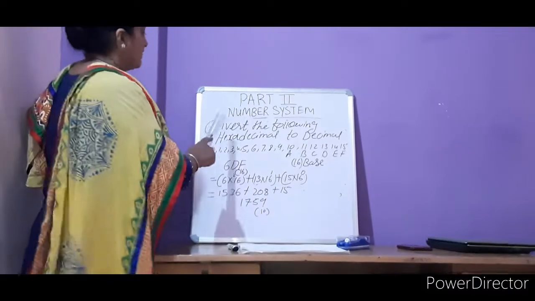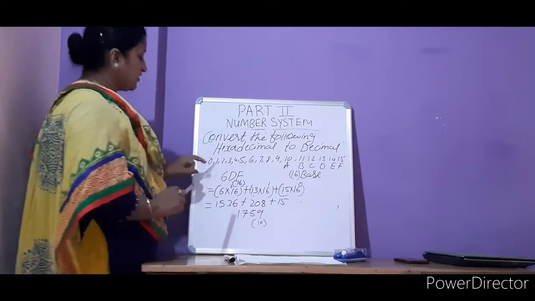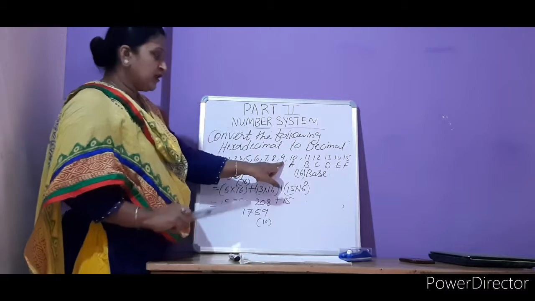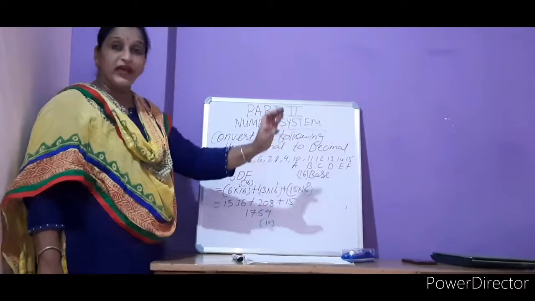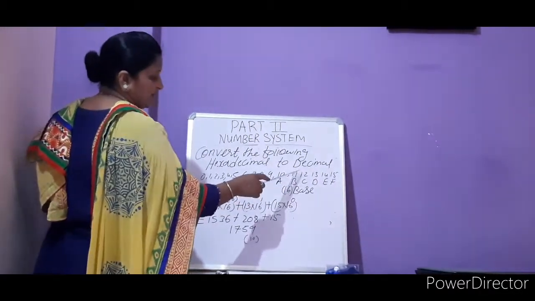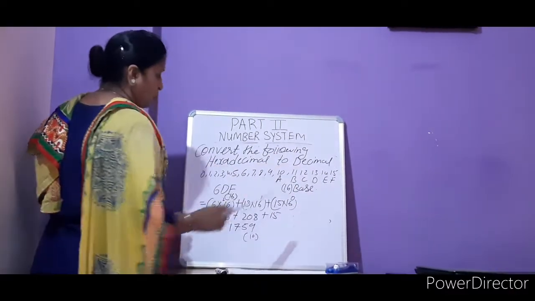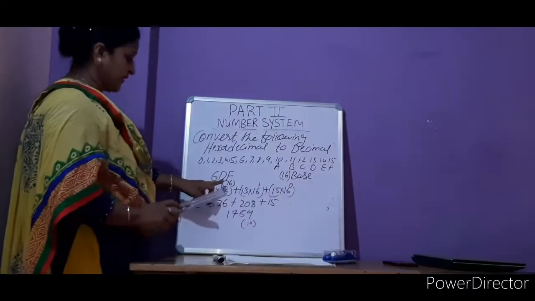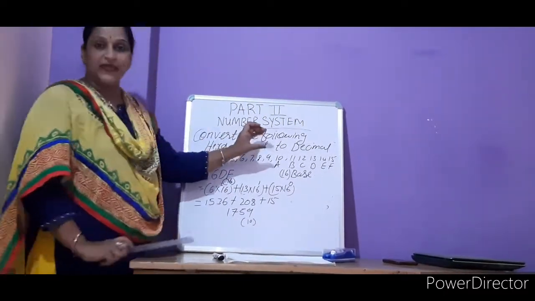Next students, here it is convert the following hexadecimal to decimal. Okay, so here you can see 0 1 2 3 4 5 6 7 8 9. In hexadecimal the numbers come 0 to 9 and A to F alphabets. So A means 10, B means 11, C means 12 and D means 13 and E means 14 and F means 15. Okay, so we have taken one example, that is 6 D F, and in bracket 16. Why have we taken 16? Because the hexadecimal base is 16.